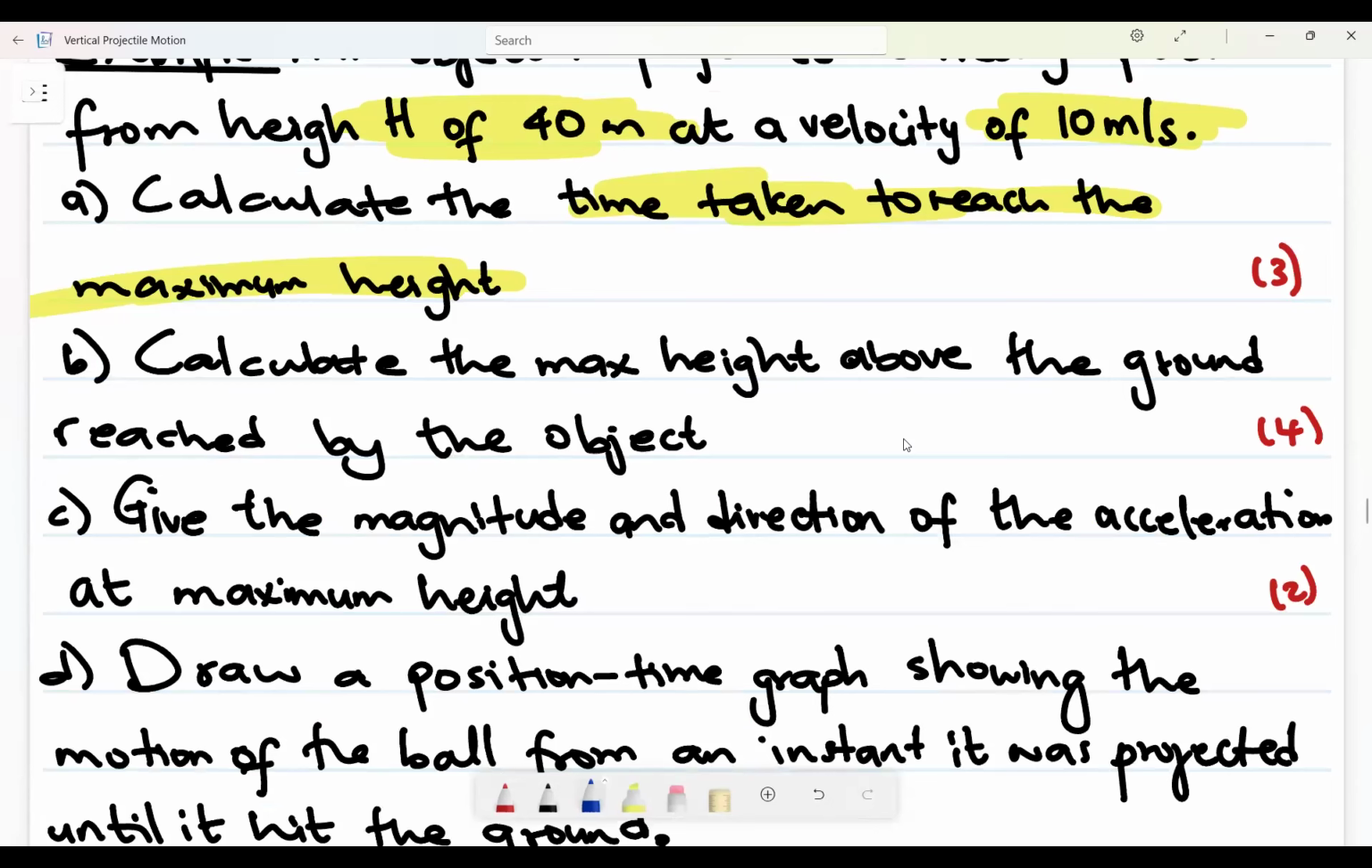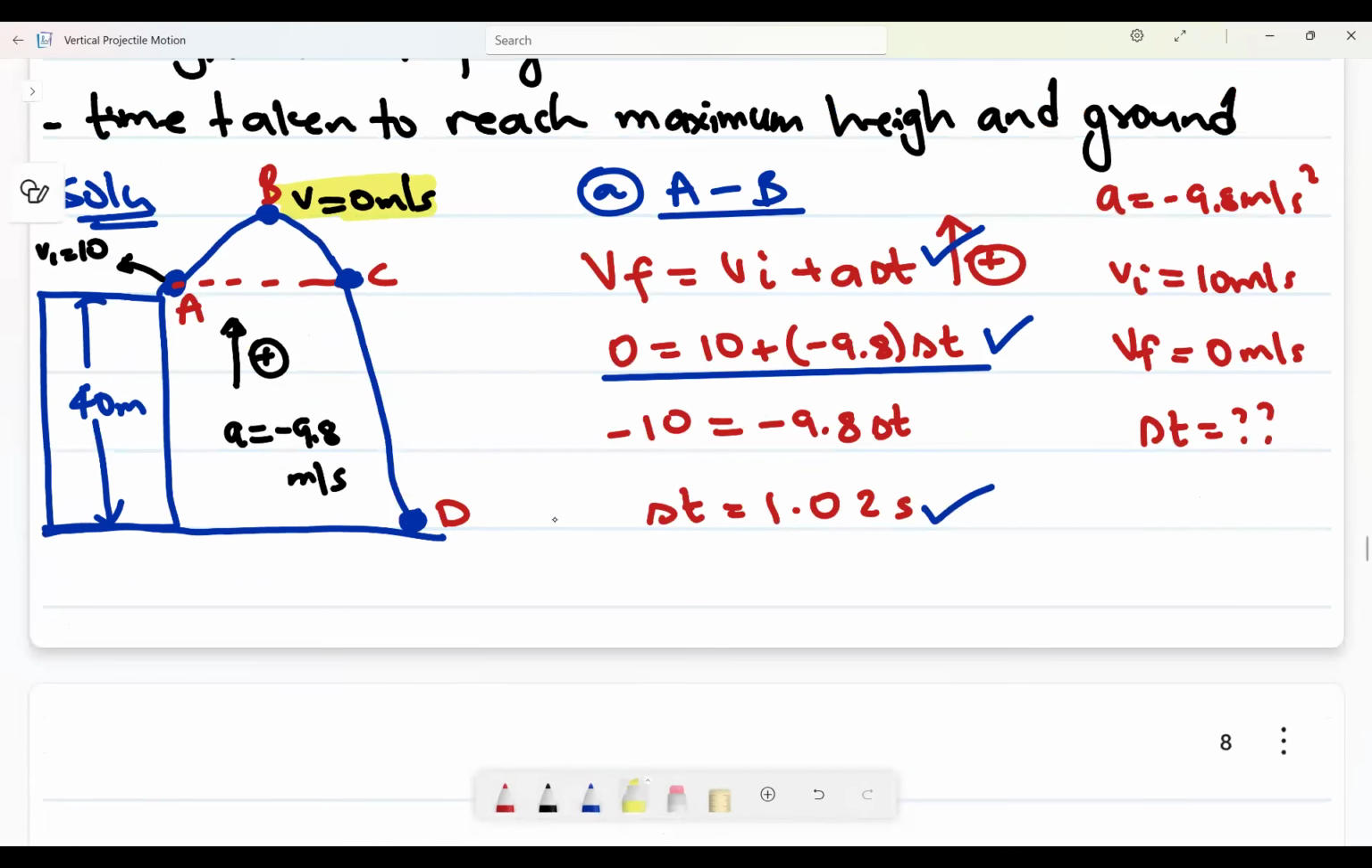The maximum height. The next question says, calculate the maximum height above the ground. Okay? The maximum height above the ground reached by the object or by the ball. So now the examiner is asking us, calculate the maximum height above the ground reached by the ball. So which is the maximum height?